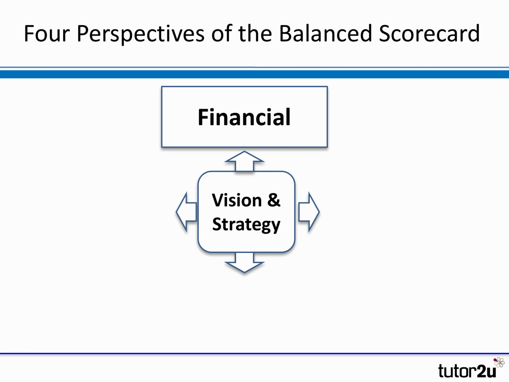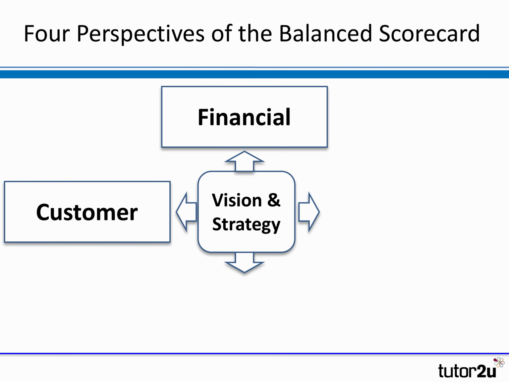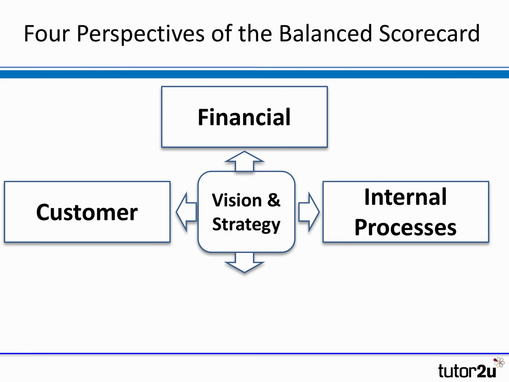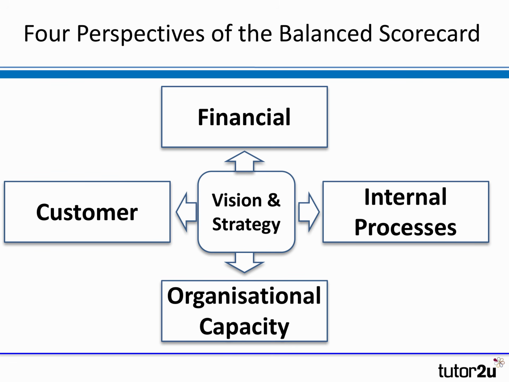What are therefore these 4 perspectives of the Balanced Scorecard? Well, firstly, there is the financial perspective, then there is the customer, then there are the internal processes of the business, and finally, the organisational capacity. Let's look at each of those 4 in a little bit more detail.